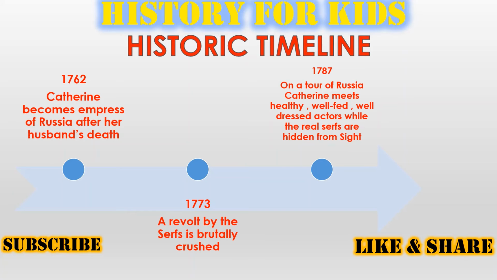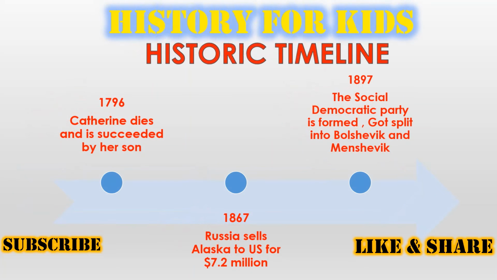Okay, friends, let's move to the next slide. Welcome to History for Kids. Today I'm going to cover the historical timeline of Russia. In 1796, Catherine dies and is succeeded by her son. In 1867, Russia sells Alaska to the US for $7.2 million, friends.